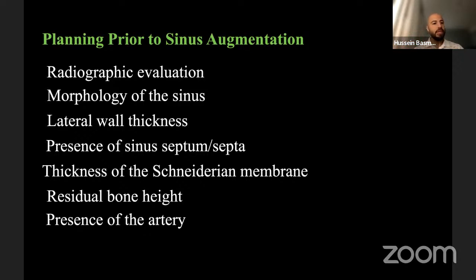Then we move into the second one, which is the lateral wall thickness. The lateral wall is basically where the window is going to be placed, or where you're going to create your window whenever you're doing the sinus augmentation. We talked about this last time. The thicker the wall, the more chance you're going to perforate. And we talked about options for how we do this. Basically, if you have a thick wall, all you have to do is thin it with a burr or a piezoelectric device, and then you can go ahead and do your window.